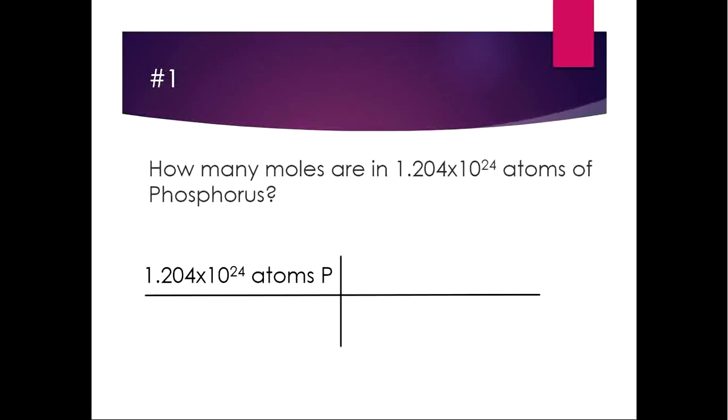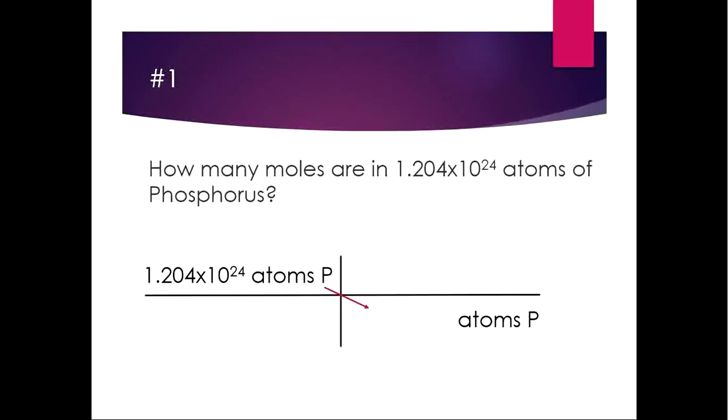And then what do we do in the fence? What's the next step? We copy down the units. So we have atoms of phosphorus that we bring down to the bottom of the fence. So we write atoms of phosphorus. And think about the conversion factor here. Because remember, the second part of the fence, we write a conversion factor.